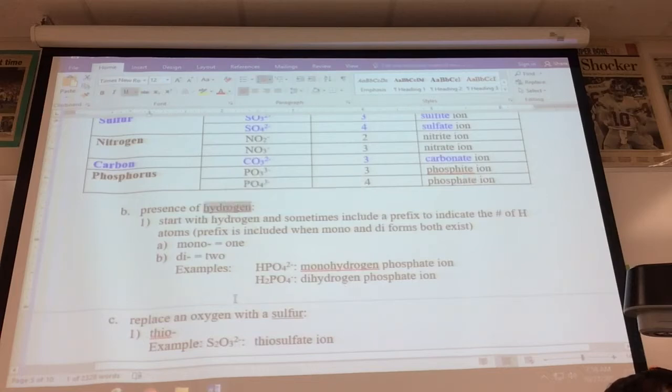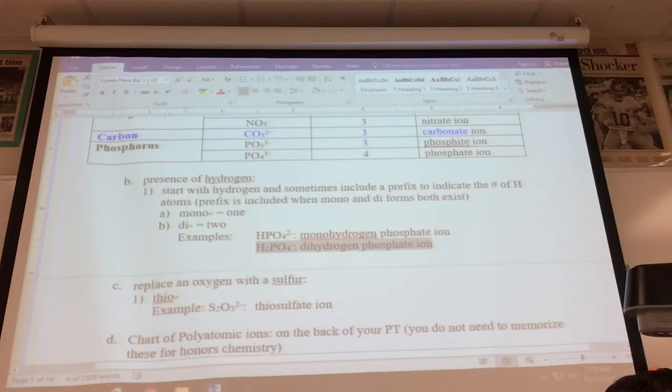Hydrogen can be mixed into that oxyanion. For example, if you have a phosphate ion, PO4 3 minus, and you throw in a proton, an H plus, you'll take away 1 minus and throw an H in, and you get monohydrogen phosphate ion. Dihydrogen phosphate ion has 2 H's, and your charge has dropped 2. And again, you don't have to memorize these this year. They're given to you, but I want you to see some of the tricks.